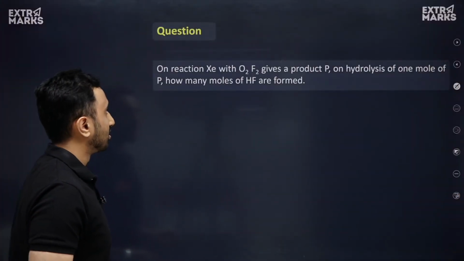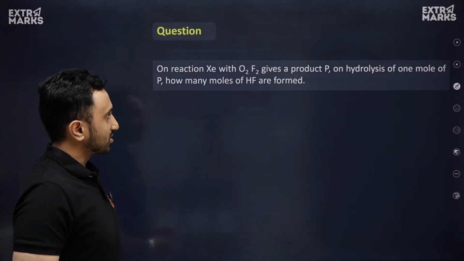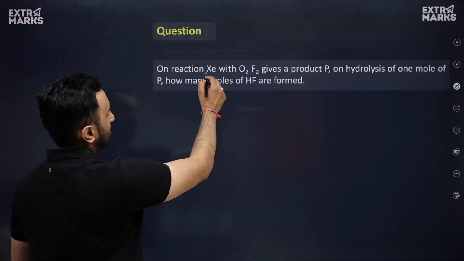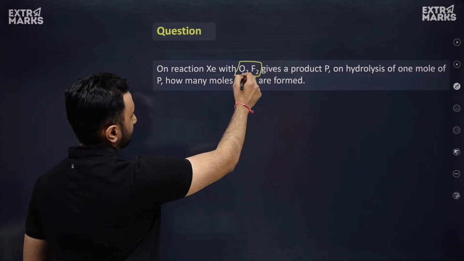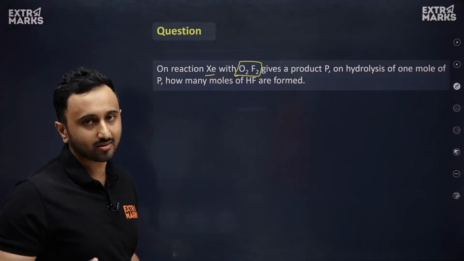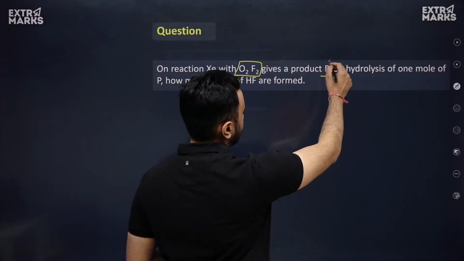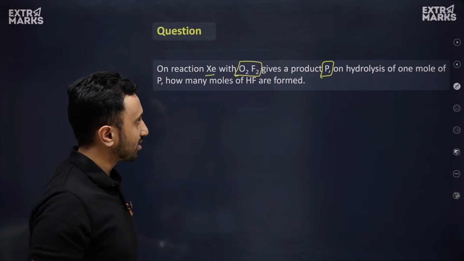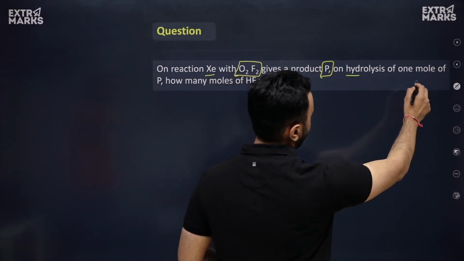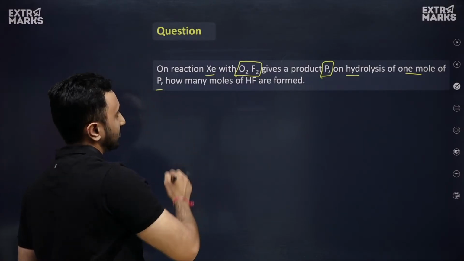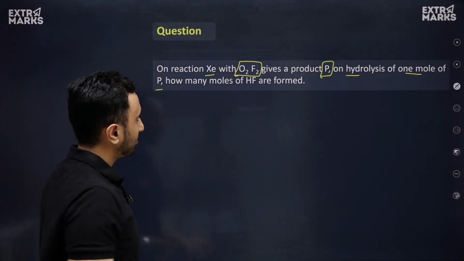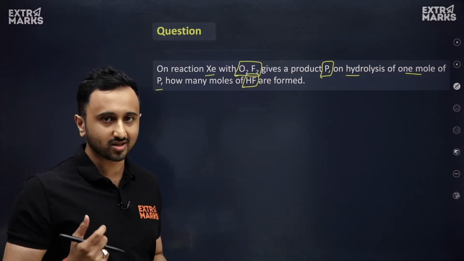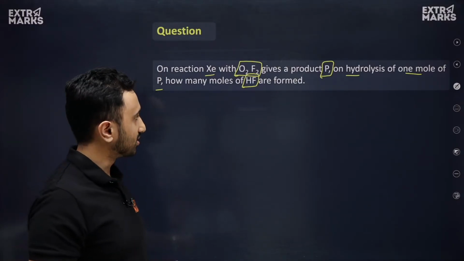Let's start from this question. So this question is from inorganic chemistry. The question says, on reaction with O2F2, this xenon compound will make this product P. Now, once you have this product P, you are doing hydrolysis of 1 mole of P, then some HF compound is forming. So you have to tell how many moles of HF will be formed. So let's try this question.